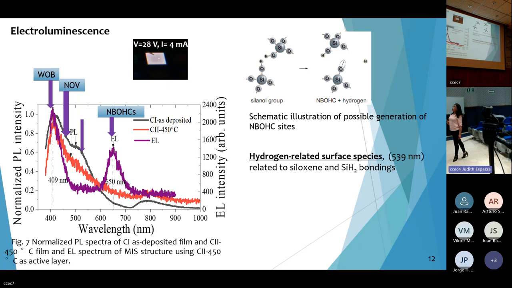This picture shows the emission of the device when the voltage equals 28 volts with a current of 4 milliamperes. We can observe it was possible to obtain white light emission over all the area of the device. Additionally, there is probably a contribution of hydrogen bond.